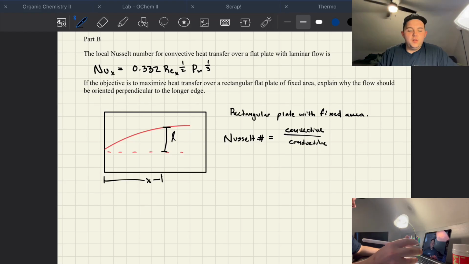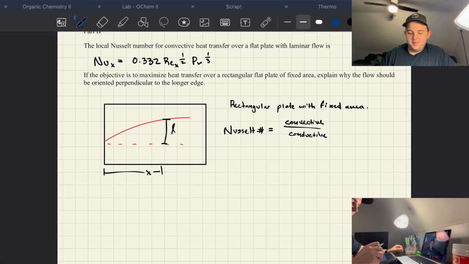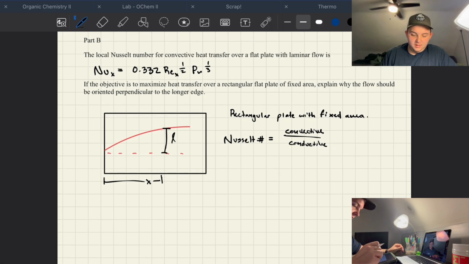Okay, so we're gonna hop into homework 3, part B. And our question here is: the local Nusselt number for conductive heat transfer over a flat plate with laminar flow is equal to 0.332 times Reynolds number to the 1/2 power times our Prandtl number to the 1/3.